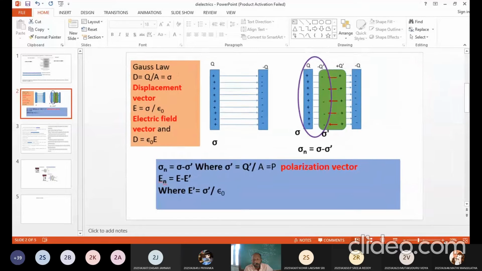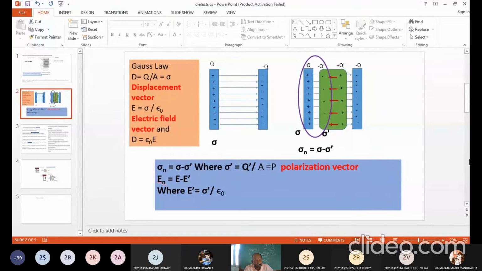Okay. Yeah, can you see the slide? Yes, sir. Okay, can you read something from there? Gauss law. Displacement vector. Electric field vector. Electric field, sir. Yeah, right. Okay. Now, what does Gauss law say?